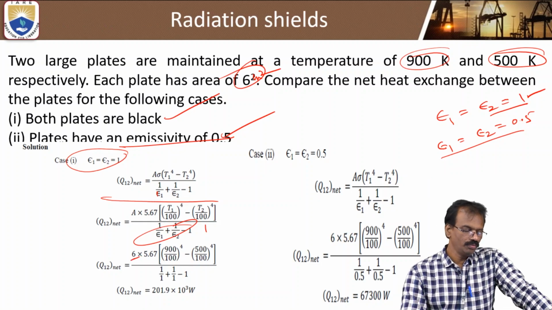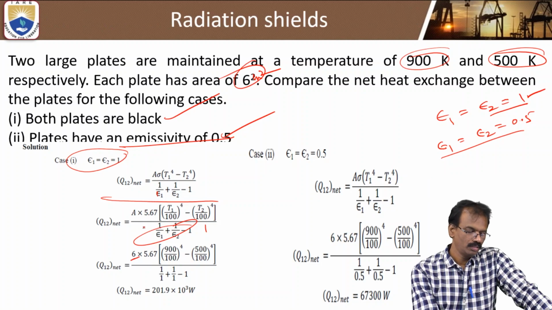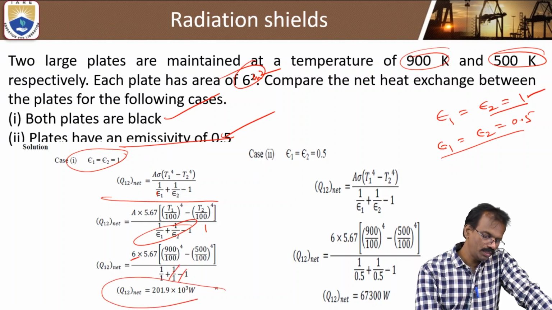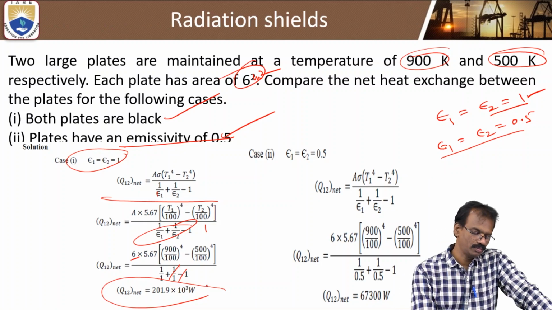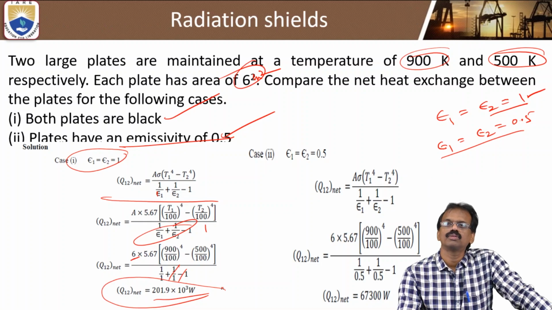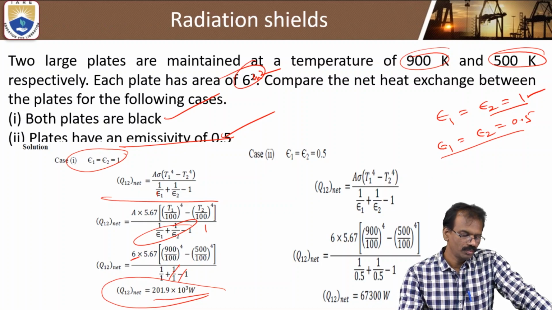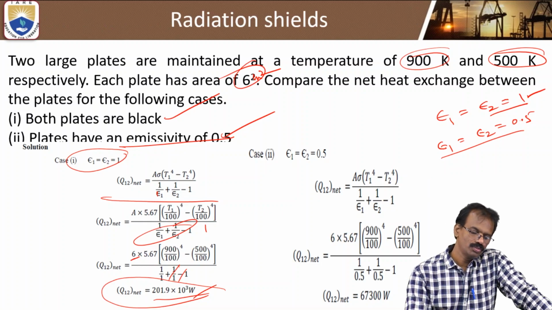Okay. So Q1 is equal to area 6 into sigma value 5.67 into 900 by 100 to the power 4 minus 500 by 100 to the power 4. So 1 by epsilon 1 is equal to 1, 1 by epsilon 2 is equal to 1. Then this will be cancelled. The final value Q net for the black surfaces, both the black surfaces, is equal to 201.9 into 10 cube watts. So this is case 1. Case 2 is this.